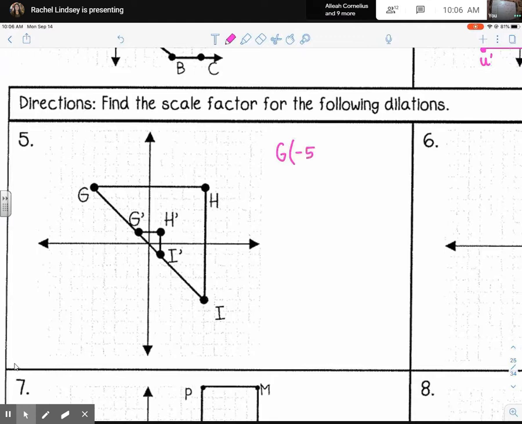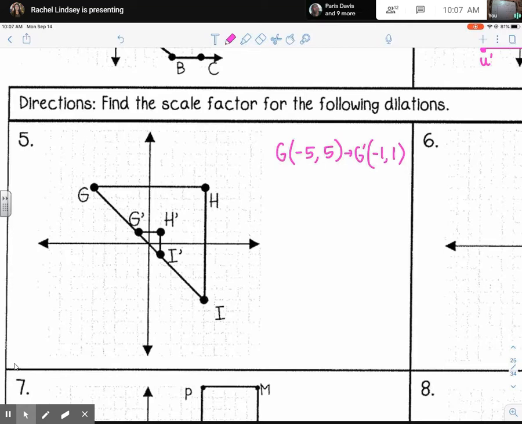And then where does G prime end up at? Negative 1, 1. So from my original shape to my new shape, did I reduce or enlarge? Reduce. That means that my K is going to be less than 1. So it's not going to be bigger than 1. So we're probably going to have a fraction. We're definitely going to have a fraction, but sometimes you can have a fraction with an enlargement.